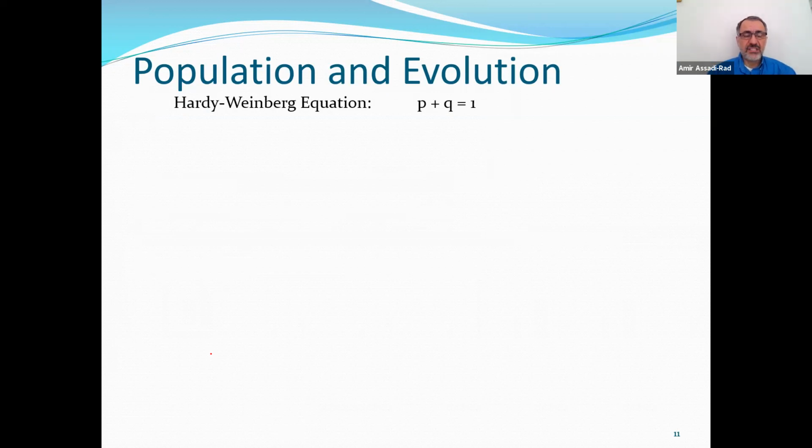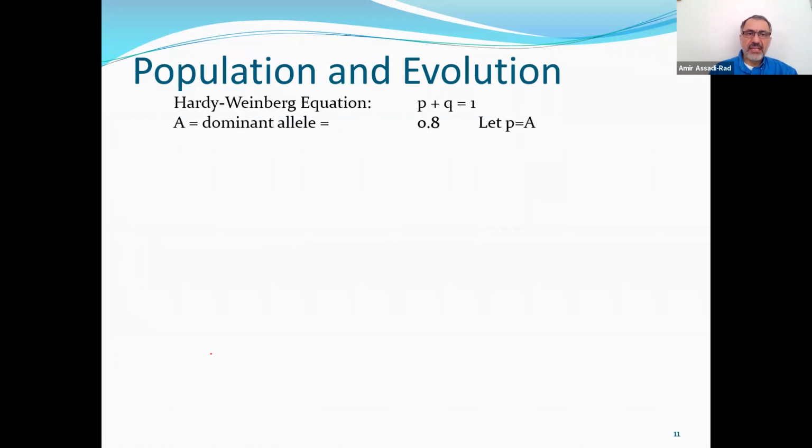Population and evolution. So these two mathematicians, Hardy and Weinberg, came up with an equation to explain evolution, to explain Mendel's laws a little bit better, and it is called the Hardy-Weinberg equation. You should know this, and I will ask some questions regarding this during the exam.